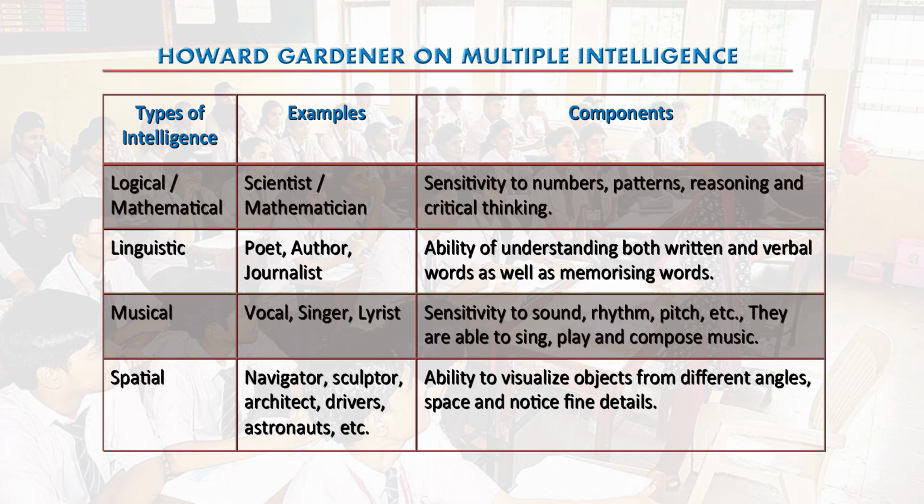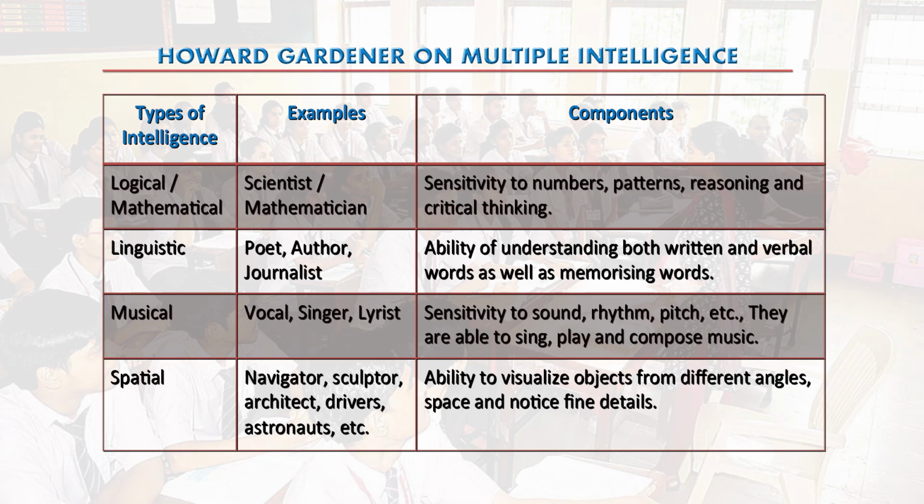Then another intelligence type is called musical intelligence. I have already discussed it. Examples can be given such as vocalists, those who are able to sing a song, or the singer or the lyricist, who does the lyrics work. The components of musical intelligence are sensitivity to sound, rhythm, pitch, etc. They are able to sing, play and compose music.